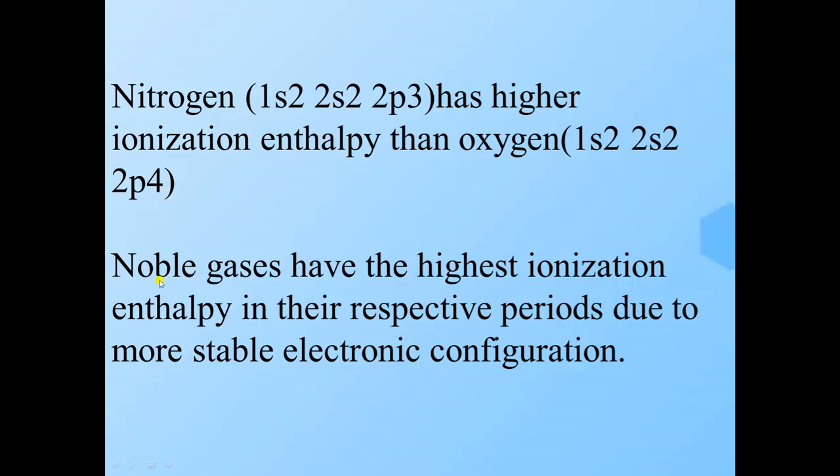Now next, noble gases have the highest ionization enthalpy in their respective periods due to more stable electronic configuration. Noble gases means 18th group elements. 18th group elements are fully filled. That is why they are more stable. So more amount of energy is required to remove the electron, so they have the highest ionization enthalpy.